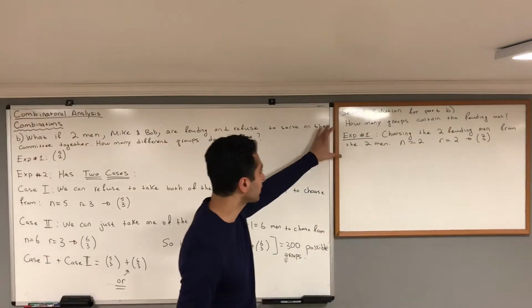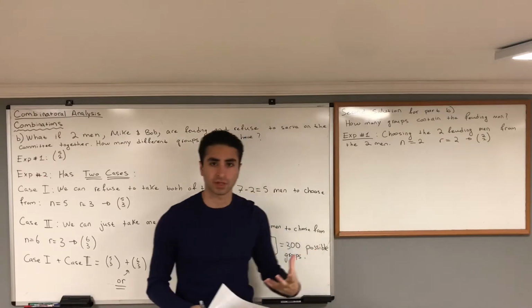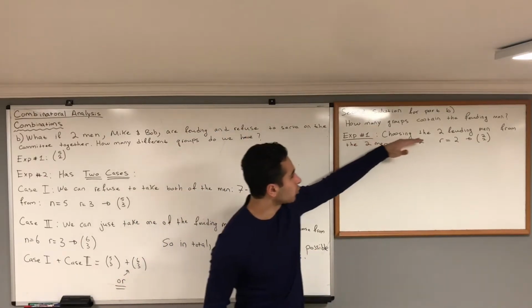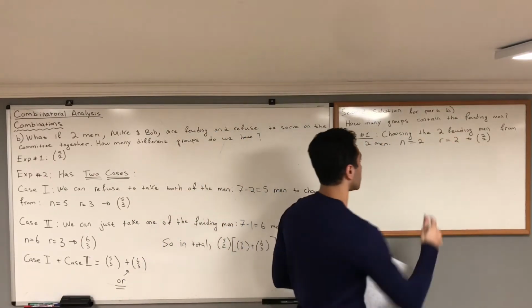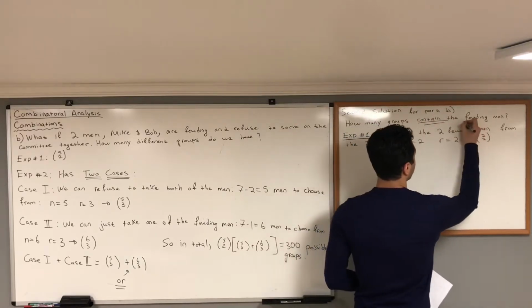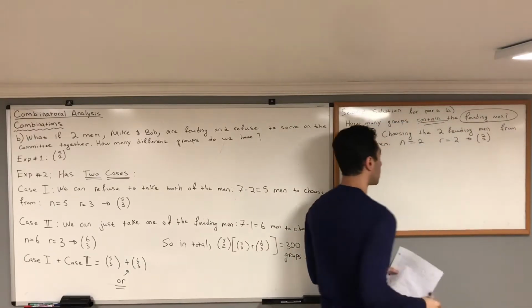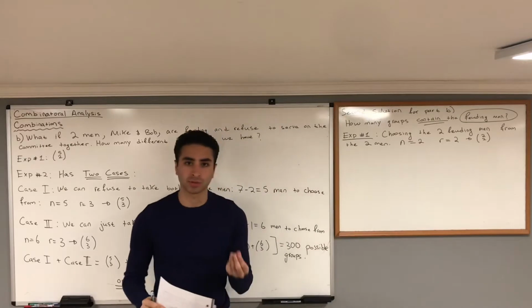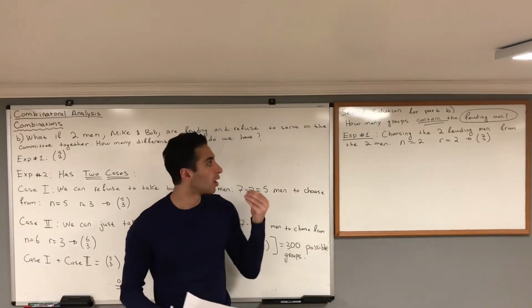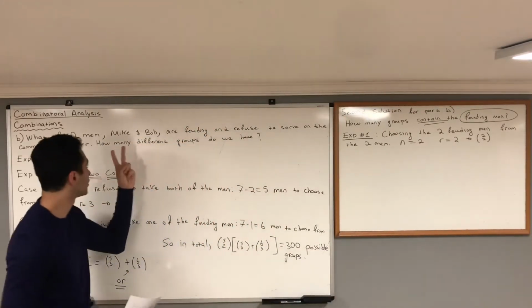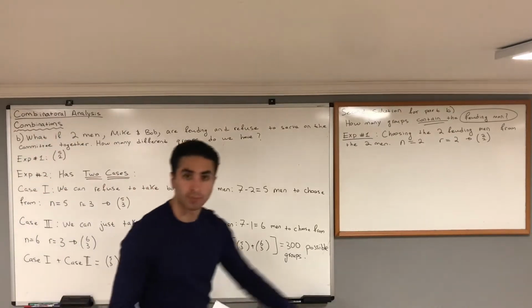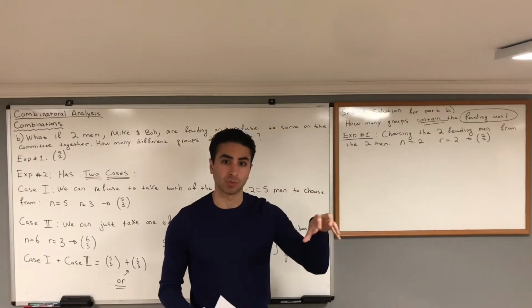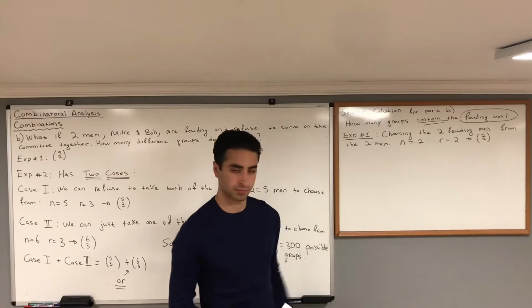Now how do I even get experiment 1? Well, you have to think first. The question is asking how many groups contain the feuding men. Well, I have to include the feuding men first, right? How many feuding men are there? There are 2. And I want to choose both of them to be in the group. So 2 choose 2.